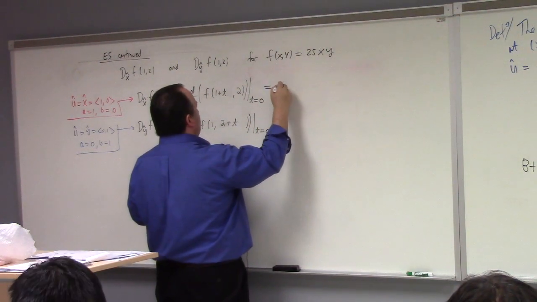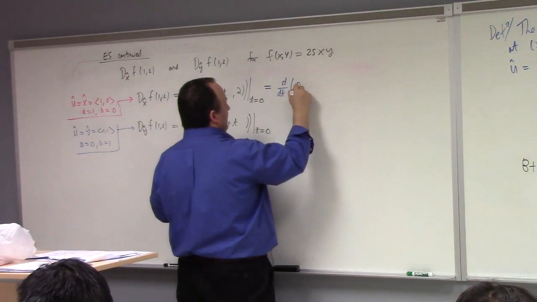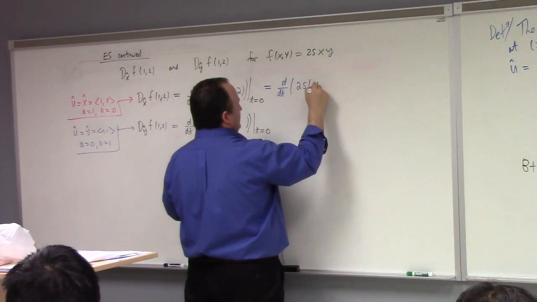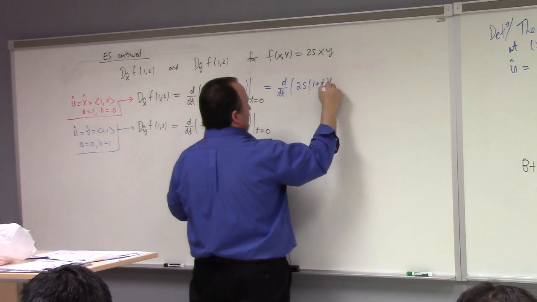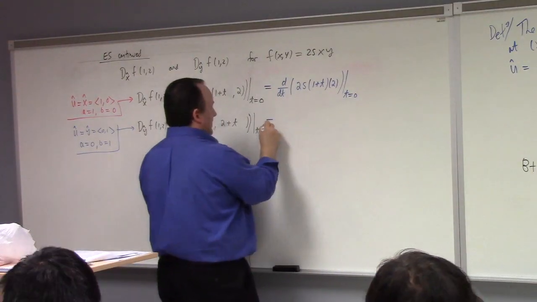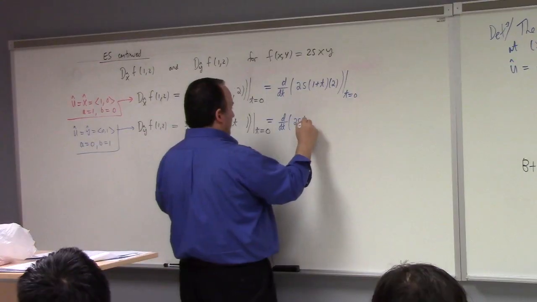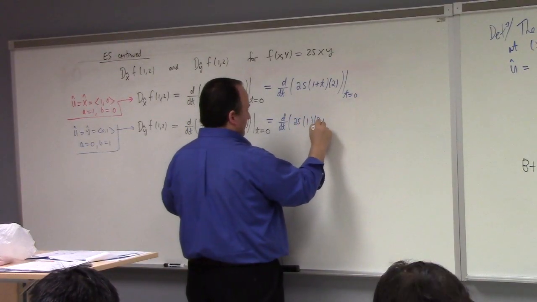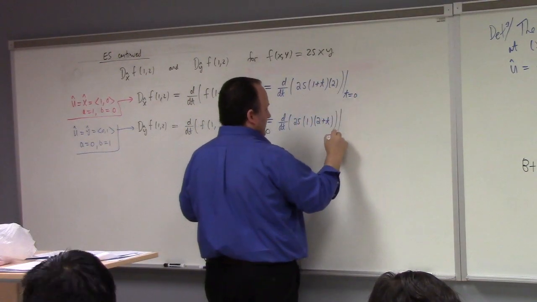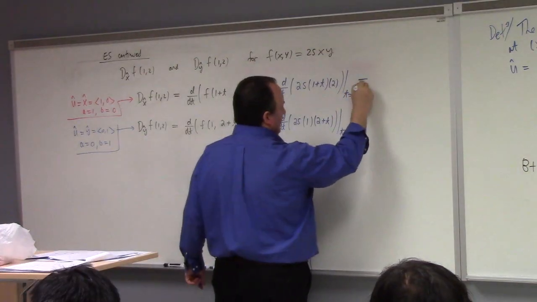We have to take the derivative of 25 times (1 plus t) times 2, and plug in t equals 0. And this guy, the derivative of 25 times 1 times (2 plus t). Take the derivative and then put t equals 0. So you guys work this out for me. What do we got?